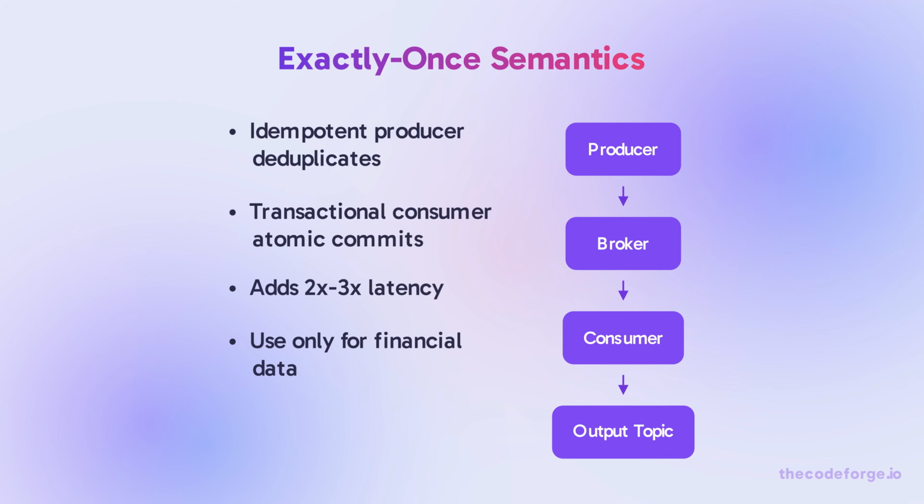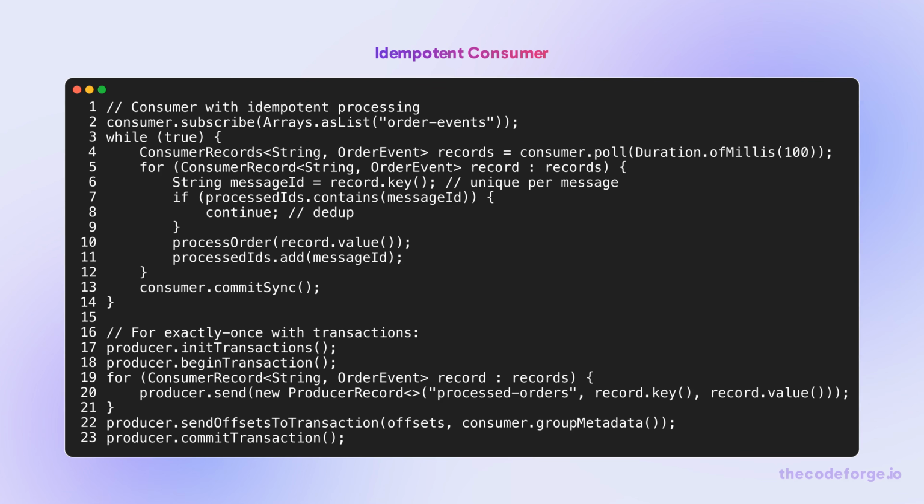Exactly once semantics require idempotent producers and transactional consumers. The producer assigns a unique ID to each message, the broker deduplicates. The consumer reads and writes in a transaction. This adds latency, so use it only when duplicates cause financial loss. An idempotent consumer skips duplicates by checking processed message IDs. For exactly once, use transactions to atomically commit output and offsets.